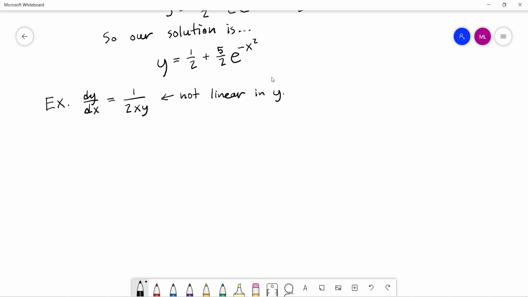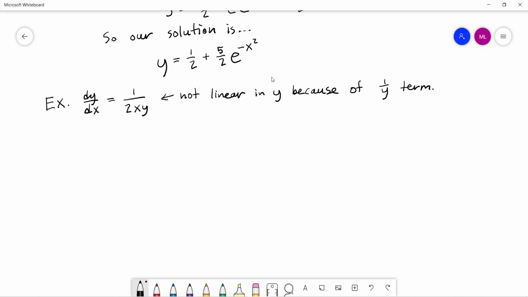Not linear in y. And so we can't even begin to start one of these problems. This integrating factor approach only worked for linear first-order equations. And what we have right now is a nonlinear first-order equation, right? Not linear in y because of the 1 over y term.